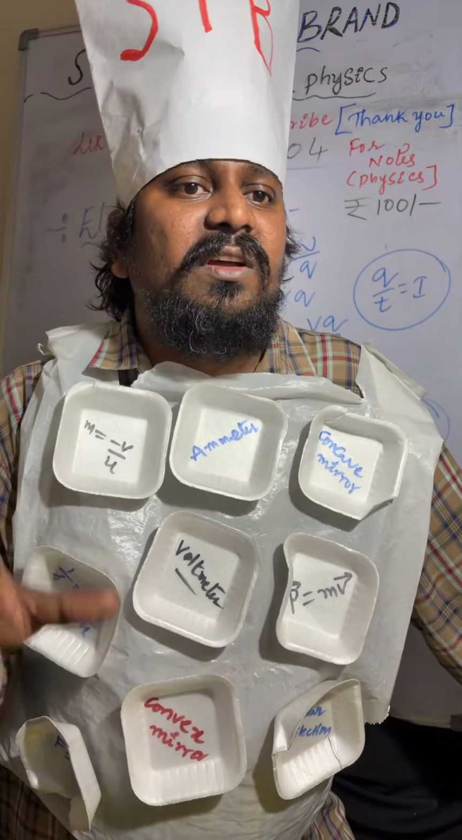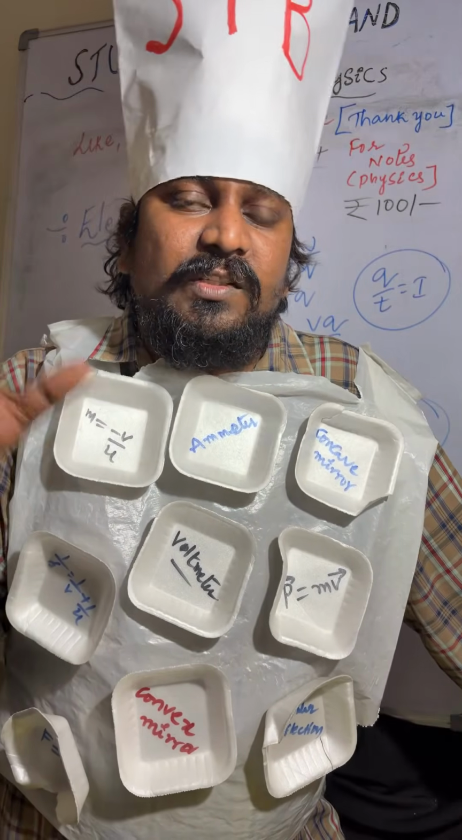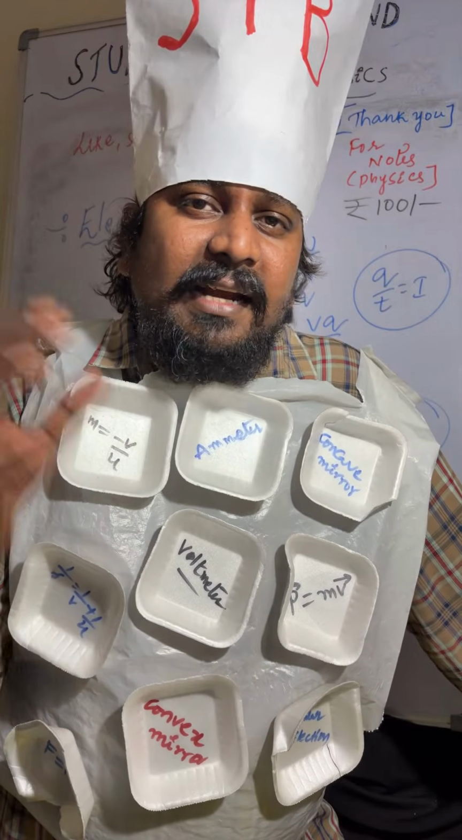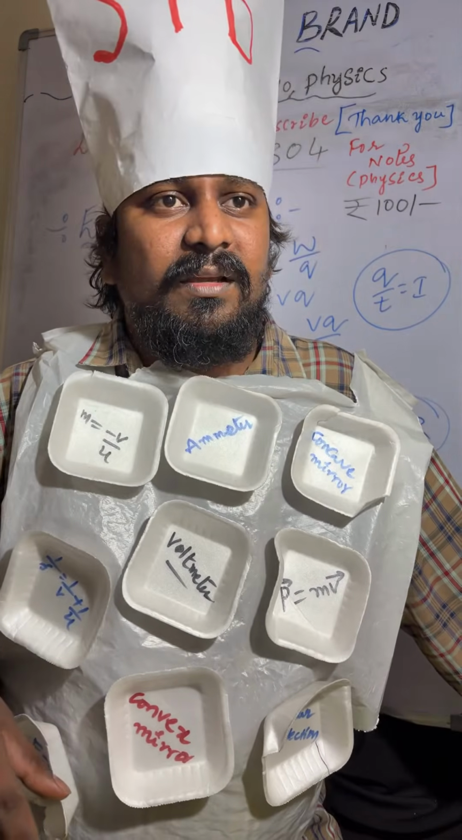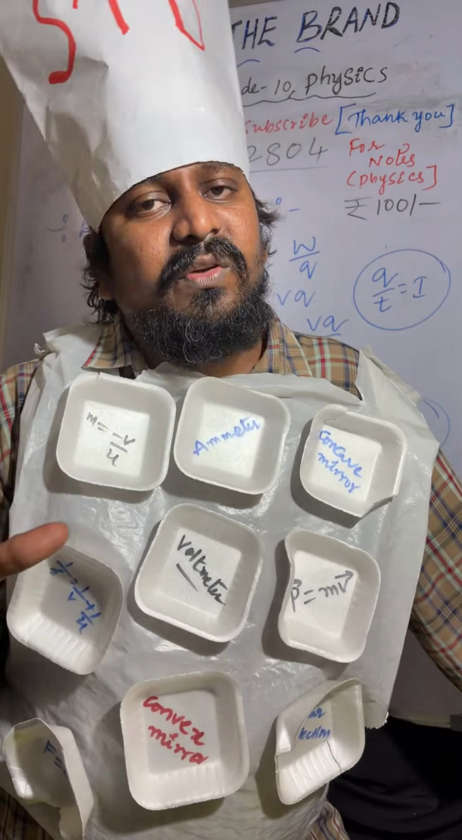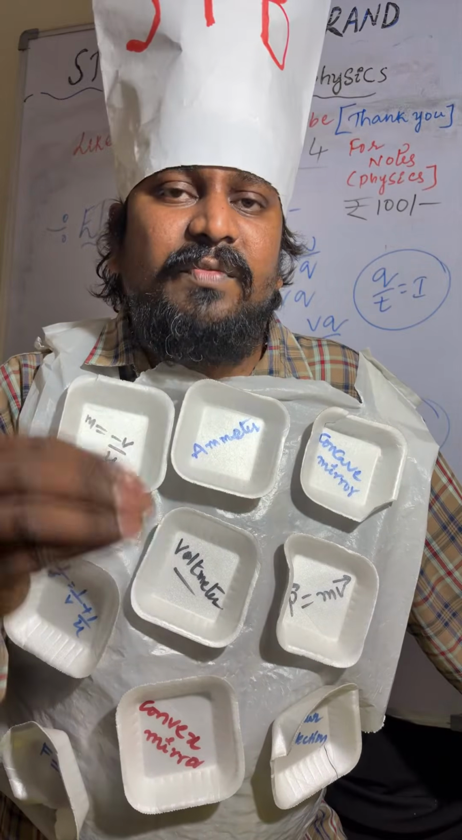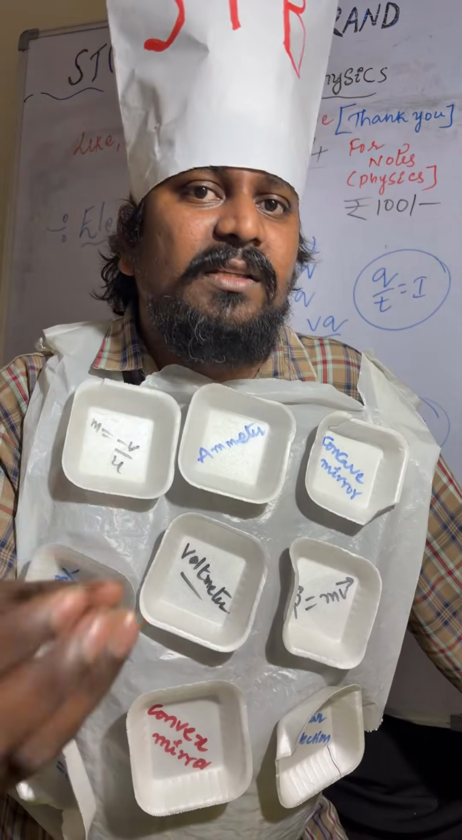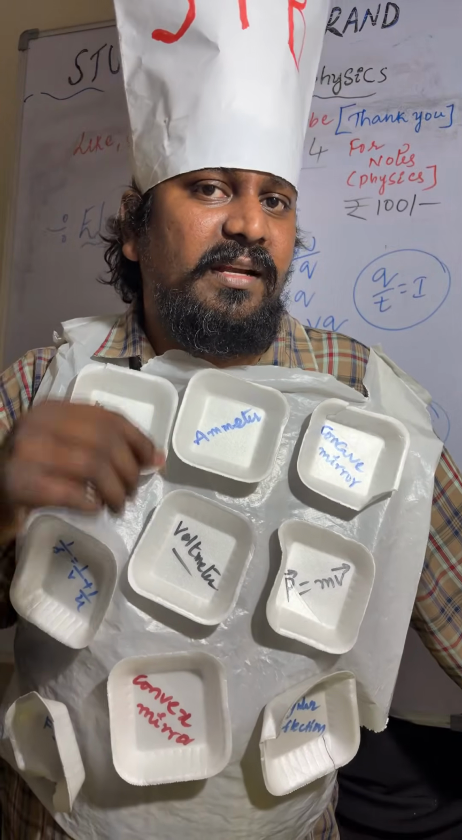What is the definition of heating effect of electric current? The source of energy continuously gets dissipated entirely in the form of heat is called heating effect of electric current. So heating effect of electric current is also known as Joule's law of heating. I hope it is very clear, right?